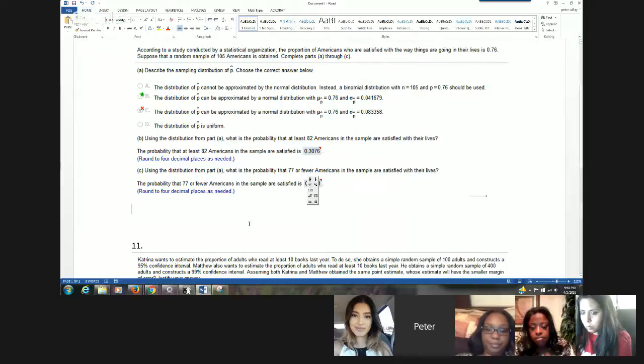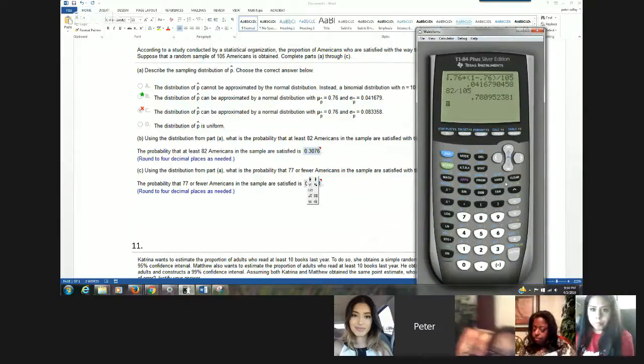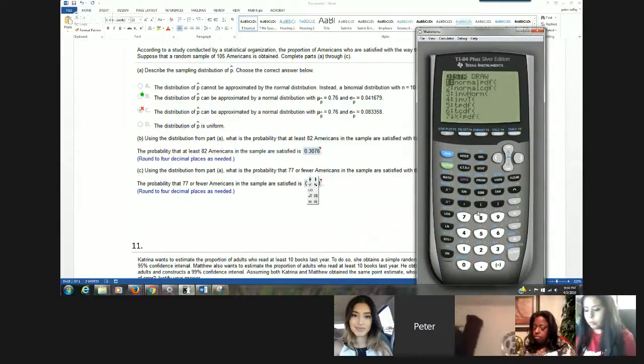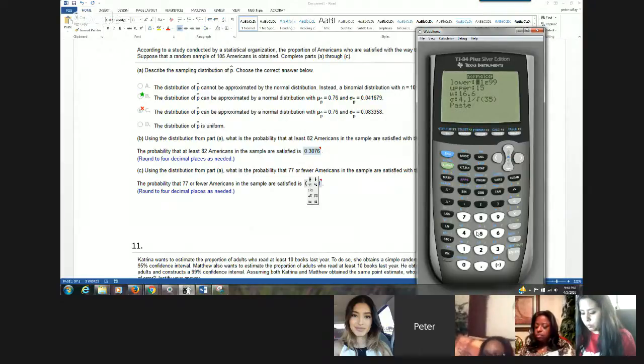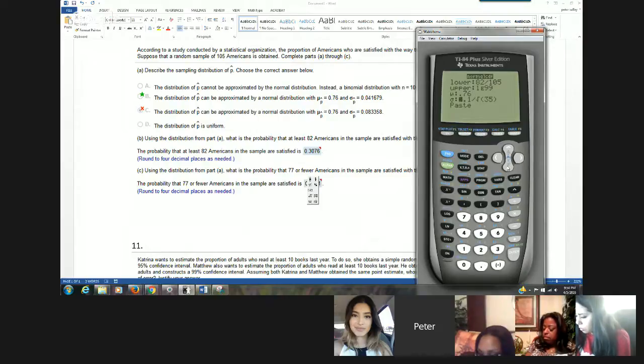Okay, so "at least" is the smallest, that's the lower bound, and then I want an upper bound. So I'm going to go to my distribution menu. We're dealing with norm CDF. At least 82, so 82 divided by 105. Upper bound is positive infinity. The mean is 0.76, and the standard deviation is that formula I typed in, so I've got to retype that in here.